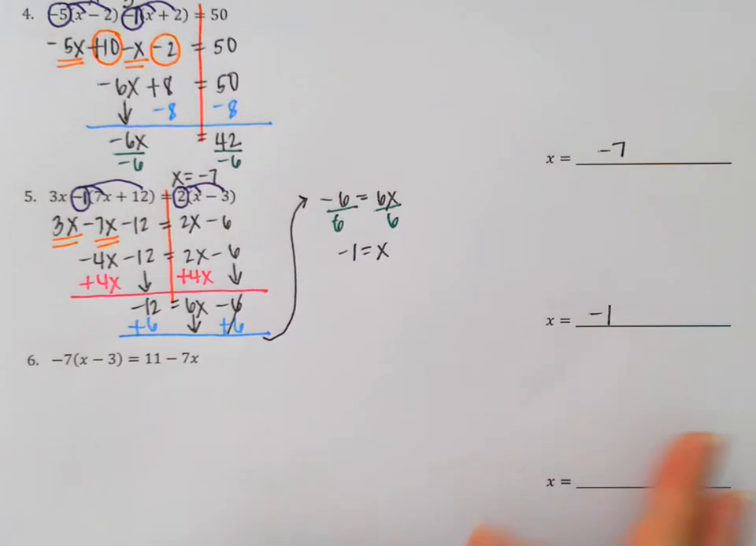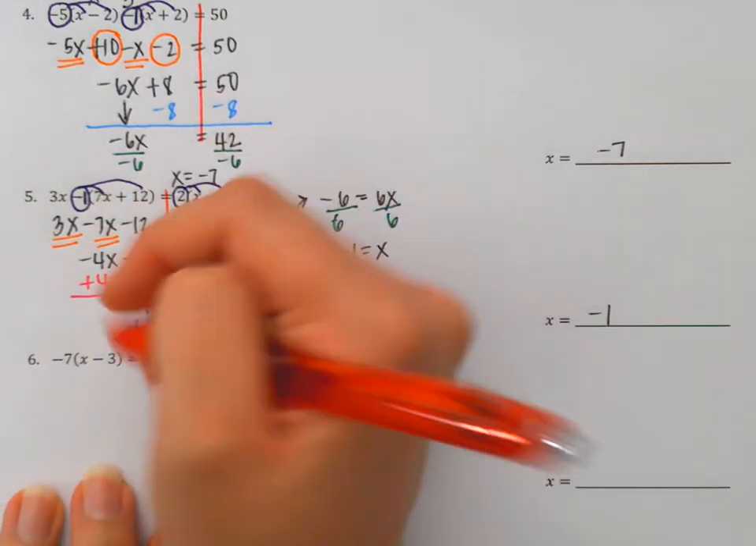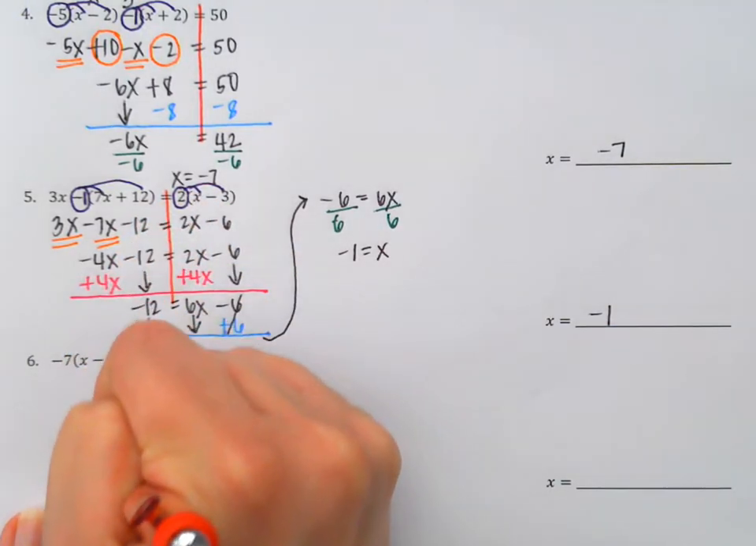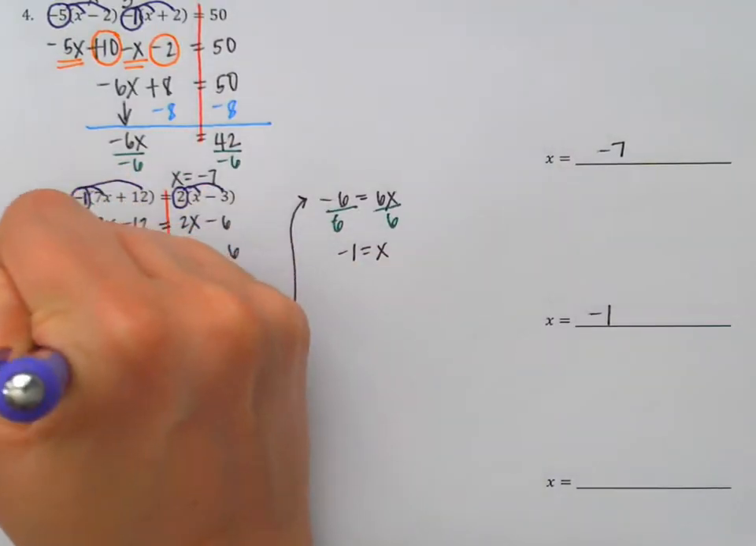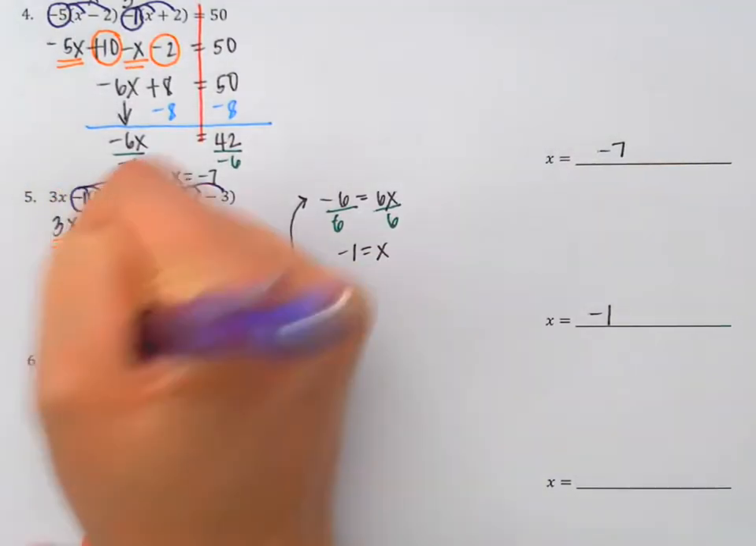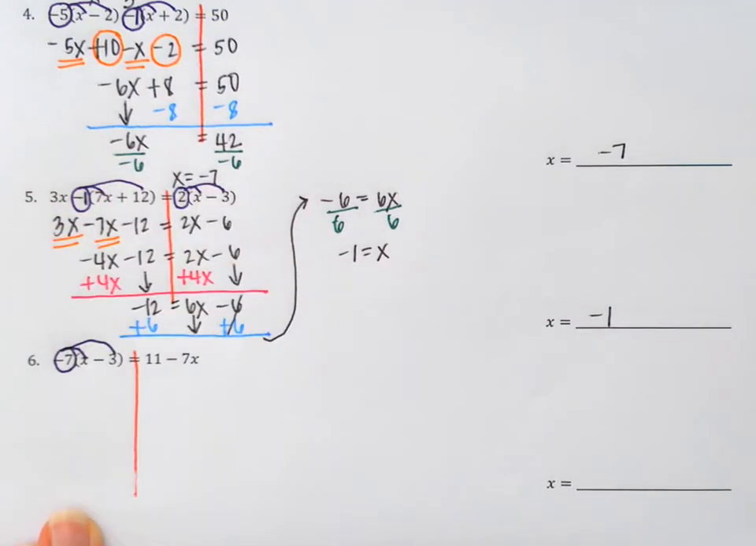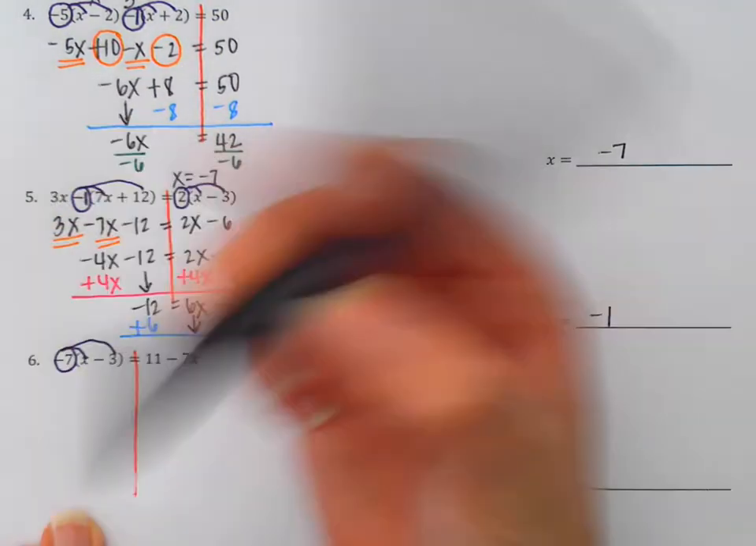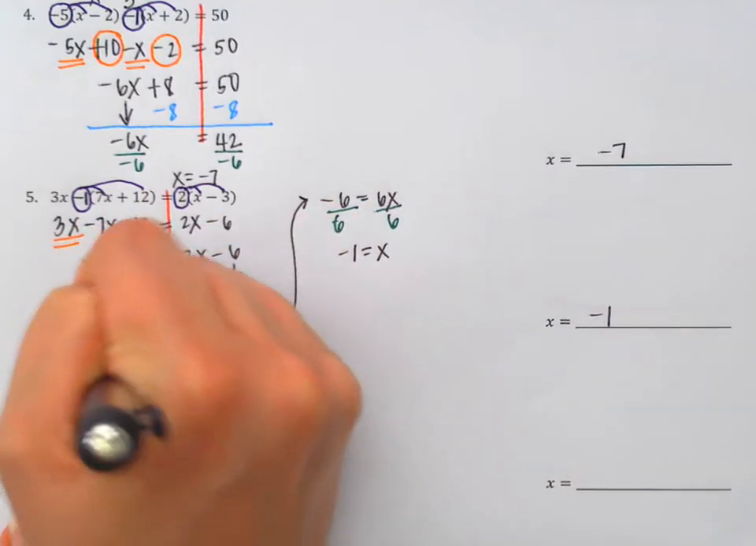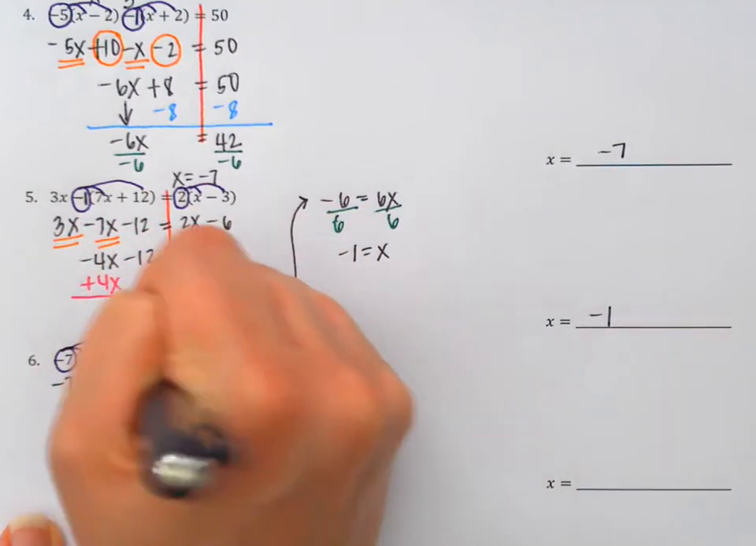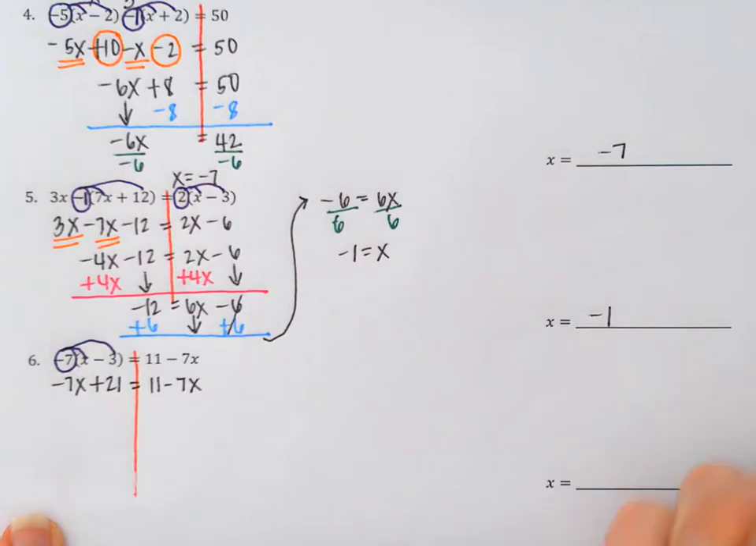Okay, let's move on to 6. So again, start the same. I'm just going to put my line down. You don't have to if you don't want to. And then I am going to start by distributing. Only going to distribute on the left side, negative 7 times x and negative 7 times negative 3. So that gets me negative 7x plus 21 equals 11 minus 7x.